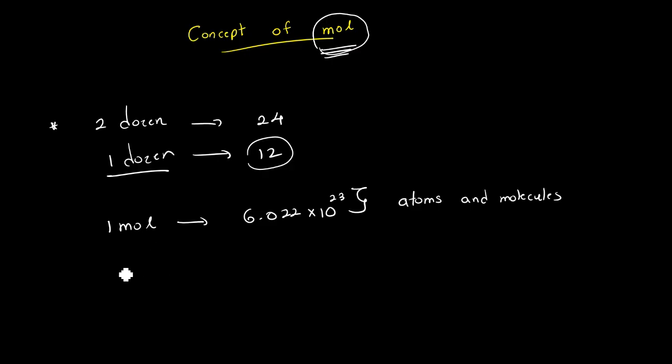So if I ask you how many atoms would be there in 0.5 moles, 0.5 moles means exactly half of the 1 mole, right? Exactly half of the 1 mole. So here we have the 1 mole. To find out the amount in 0.5 moles, you have to divide it by 2. Okay, you have to divide by 2.